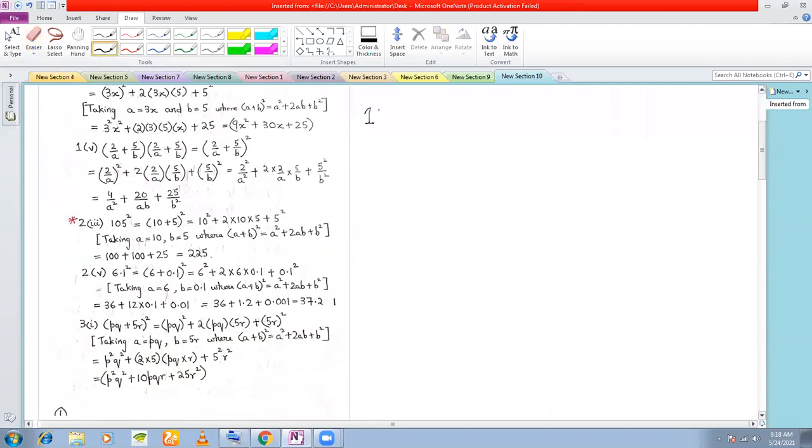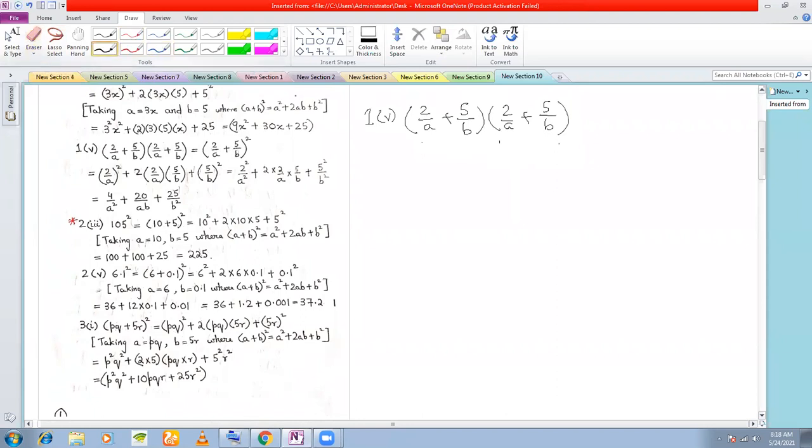We have 2 by a plus 5 by b into 2 by a plus 5 by b. Again, if you see, two expressions are there which are being multiplied which are repetition. These two are the same actually, and we are multiplying these two, right? So therefore, this will become a square. So this will be 2 by a plus 5 by b whole square.